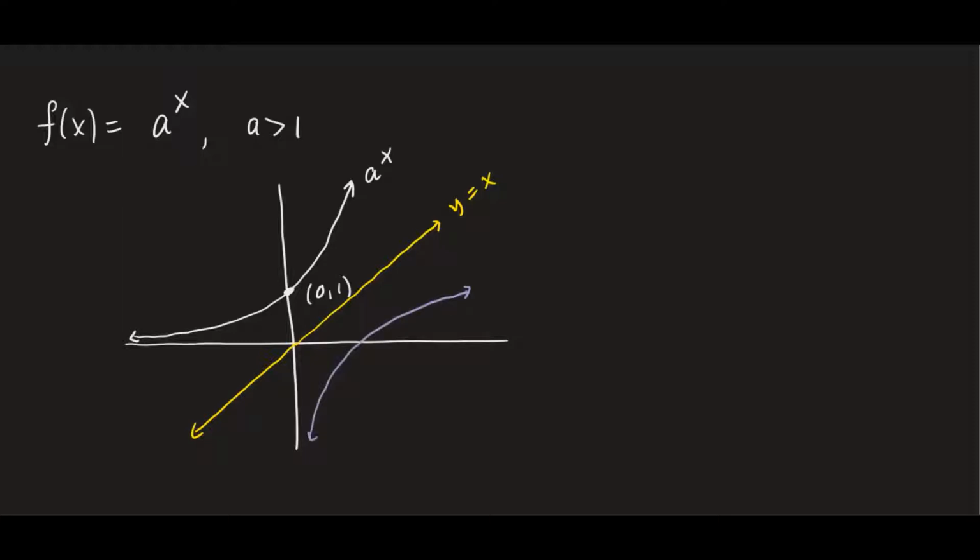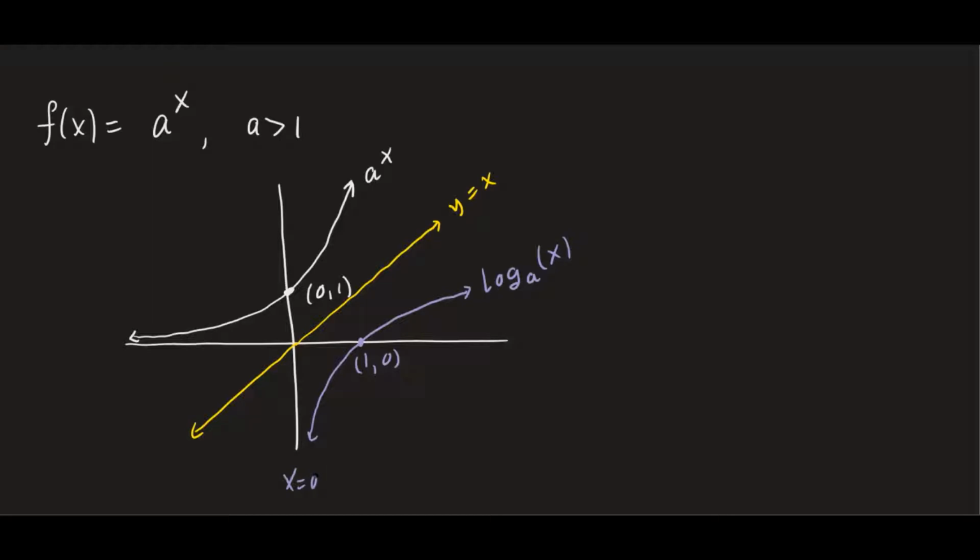And this graph is what we call the logarithm base a of x. That is the inverse function of the exponential. The point that it passes through is now (1, 0), because that's the reciprocal of (0, 1). And because the exponential had a horizontal asymptote, now the logarithm has a vertical asymptote at x equals 0.